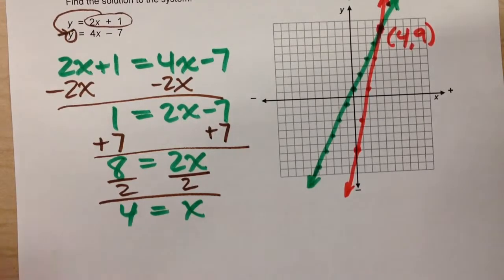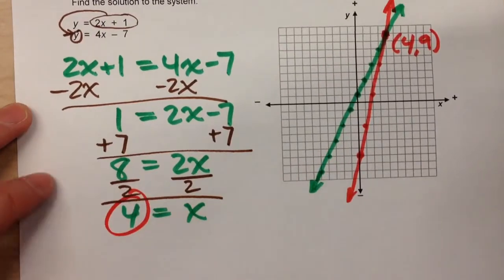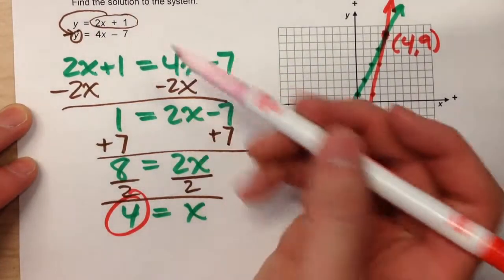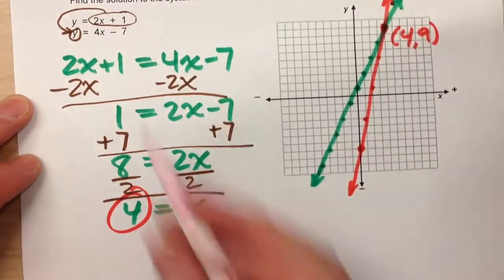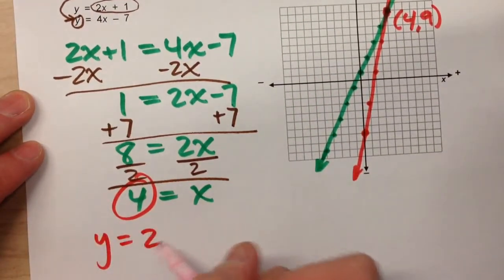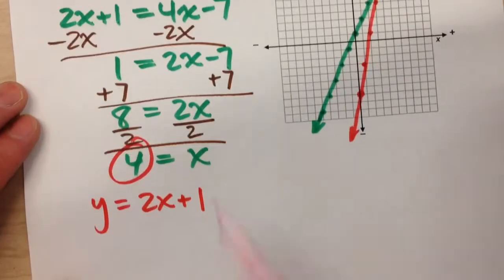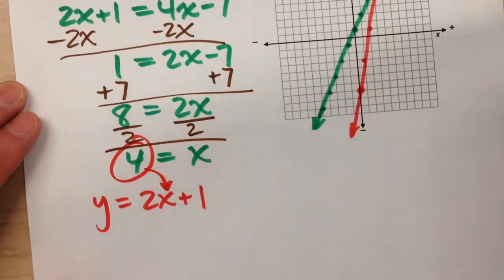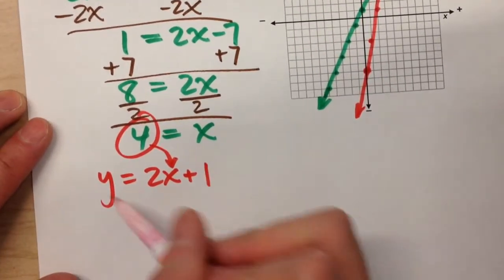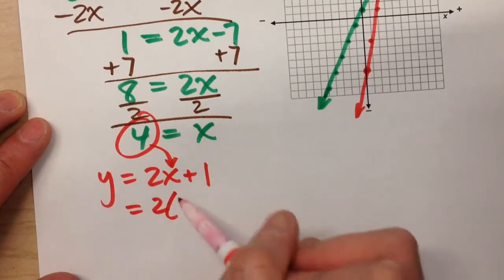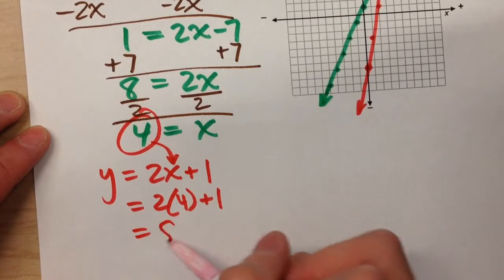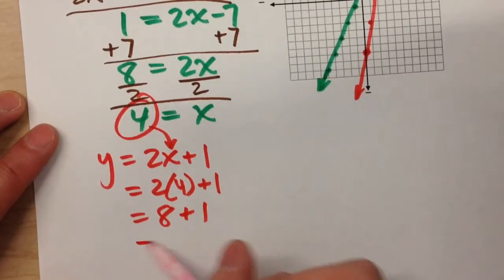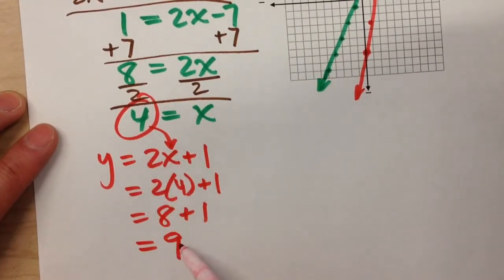Now, to finish off this problem, we also need the y-coordinate. To find the y-coordinate, take the x value and put it back into either one of those two equations. I'm going to put in the first one because it's easiest. So the first equation says y equals 2x plus 1. I'm going to put the 4 in for x there. So y will equal 2 times 4 plus 1. 2 times 4 is 8, plus 1 is 9. So my y-coordinate is 9.